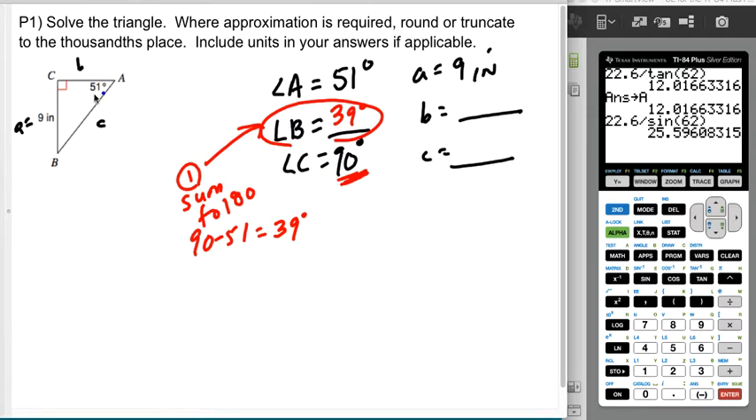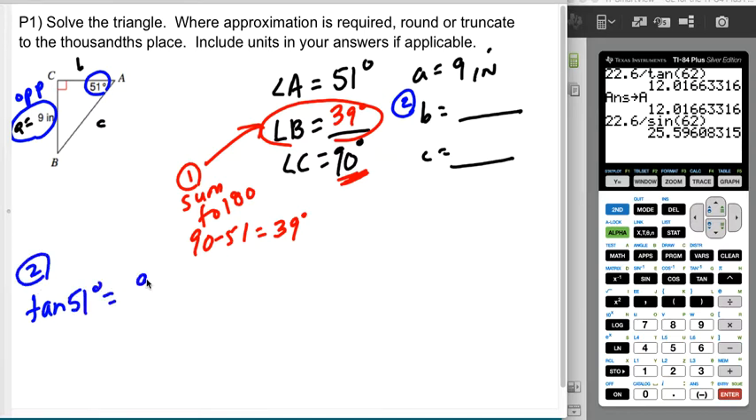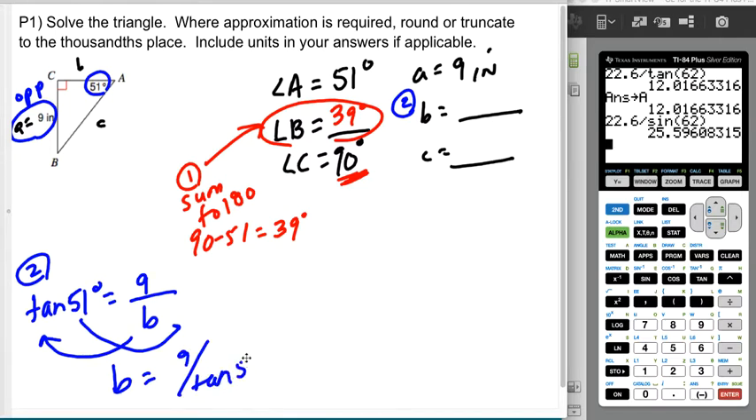So I know the 51, and I know the side that's opposite the 51. So basically, to find B, which I'll do in blue, this is my second thing. Tangent of 51 degrees is the opposite, which is 9, over the adjacent, which is B. So again, I can multiply that B over and divide by the tangent, and I'm going to get that B is 9 divided by tangent of 51 degrees, which I'm going to type in my calculator.